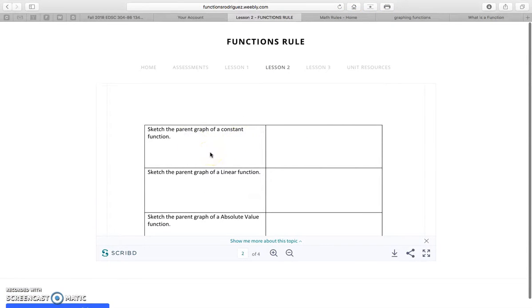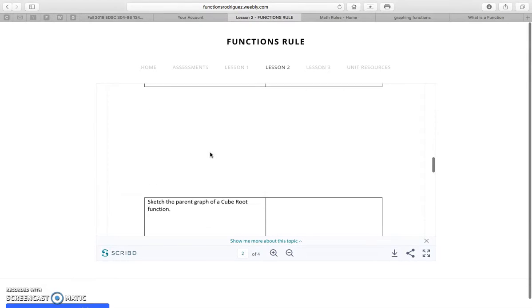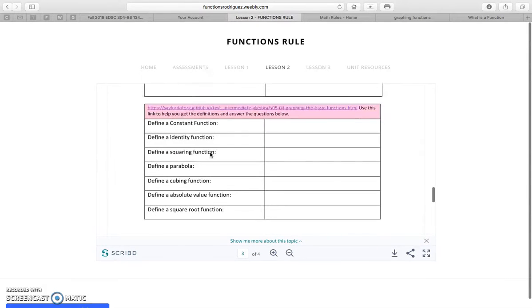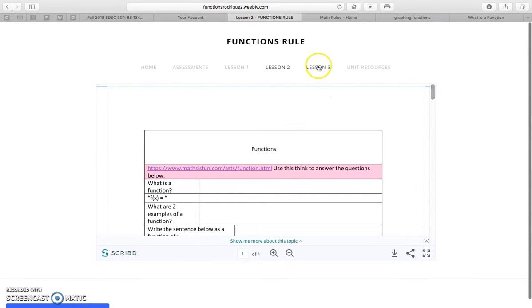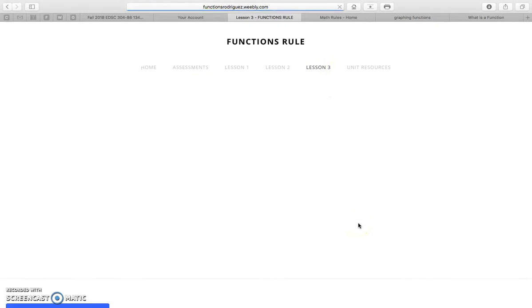Knowing what a parent graph is, and then knowing the actual definitions of each graph, is going to be important for quizzes in my class. Moving on to lesson 3 here.